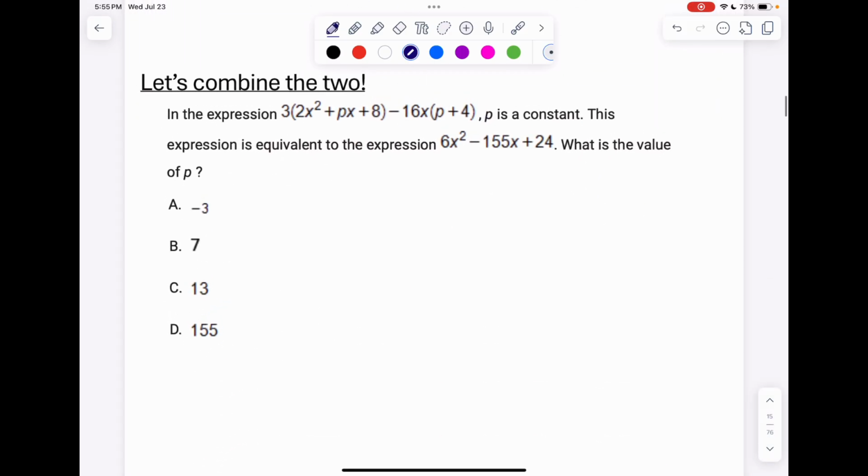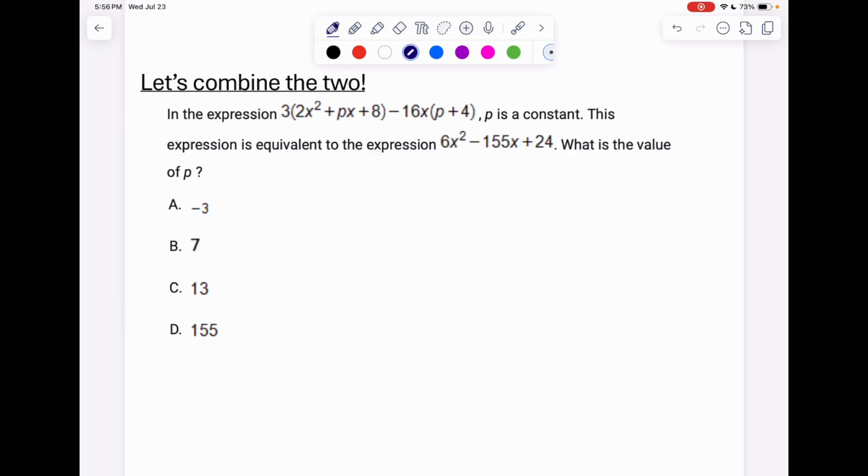Now let's combine distributing and combining like terms for a very tricky problem here. In the expression 3 times quantity 2x squared plus px plus 8, minus 16x times quantity p plus 4, p is a constant, which just means it's a real number that we don't know what it is yet. This expression is equivalent to the expression 6x squared minus 155x plus 24. What is the value of p?